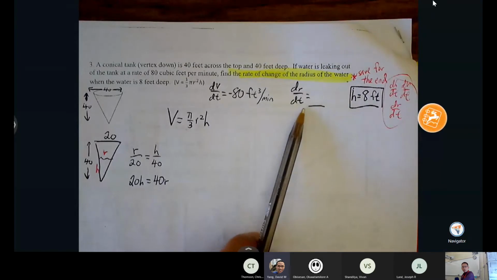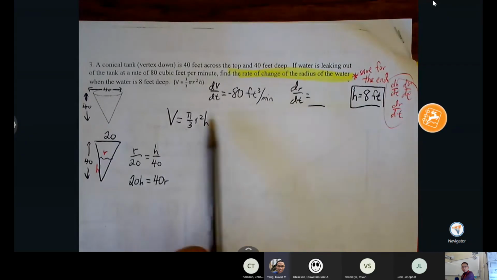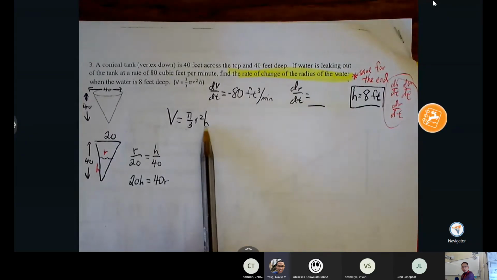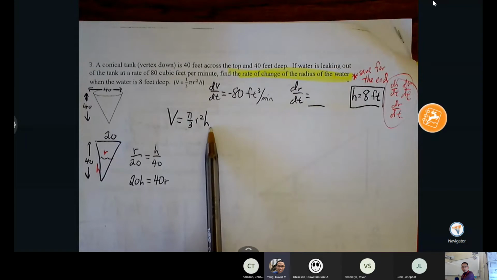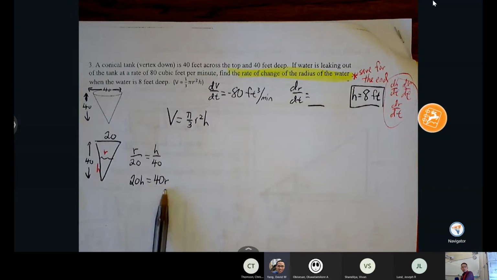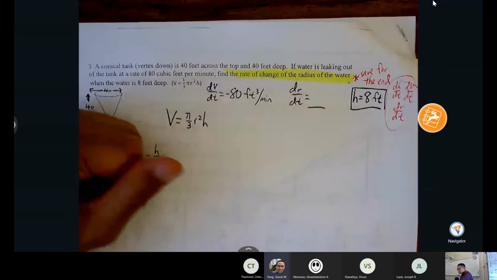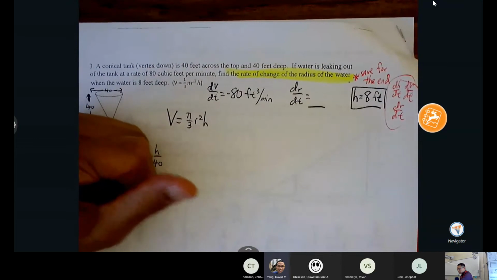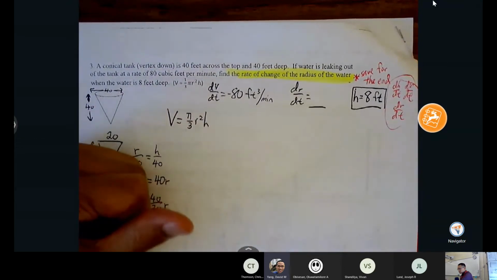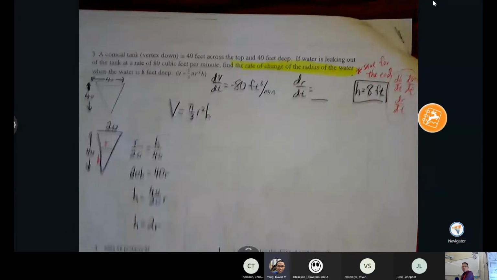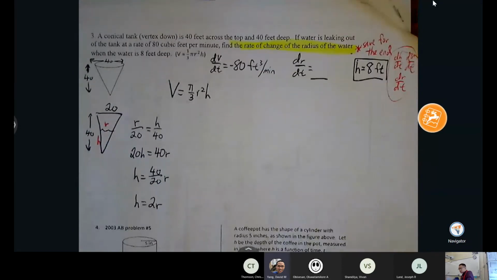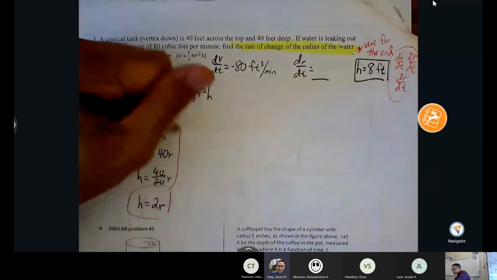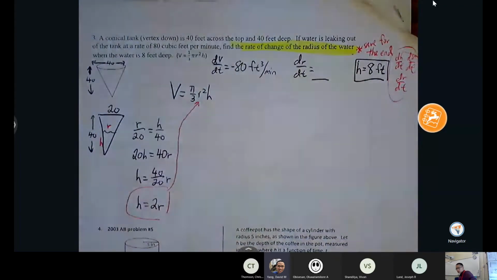So this is guiding our decision, right? We want dr dt. The fastest way to get dr dt is if we have R's. So that means we want the H to disappear. So we're going to solve for H and replace H. Okay, so there's my equation. I'm going to solve for H, divide both sides by 20. Okay, substitution. This goes in for H, sorry.